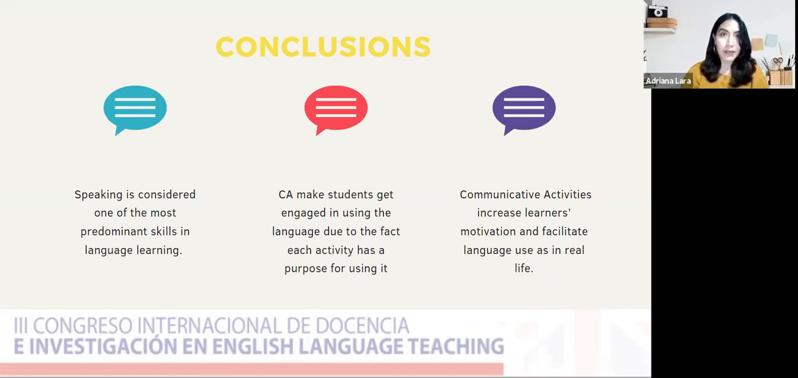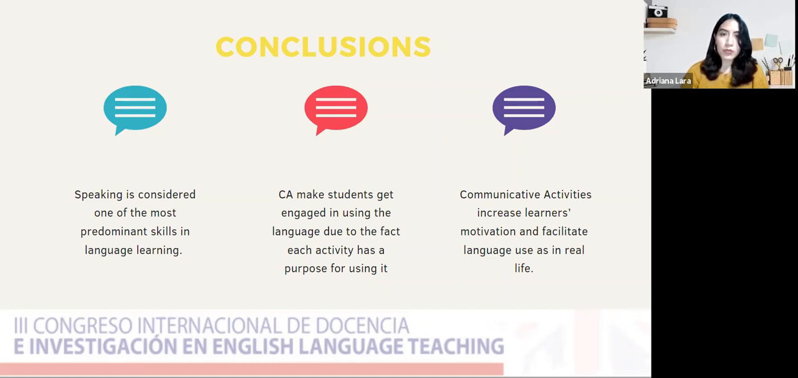So then, the communicative approach, as the umbrella of communicative activities, develops students' autonomy when using the language. It helps students develop their communicative skills. So in this regard, communicative activities such as role play, picture describing, information gap, sharing personal experiences, debates, and problem solving have become an essential tool when boosting students' oral production.